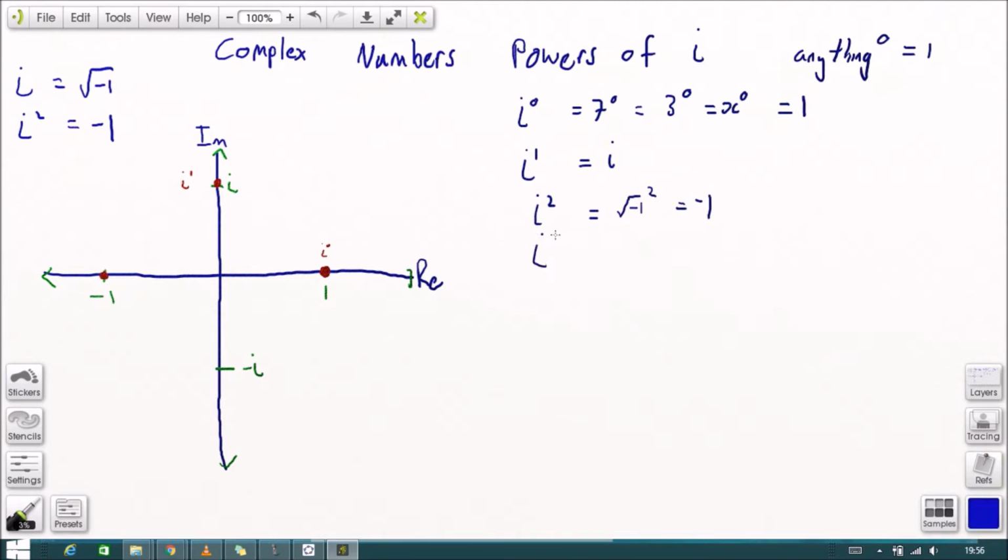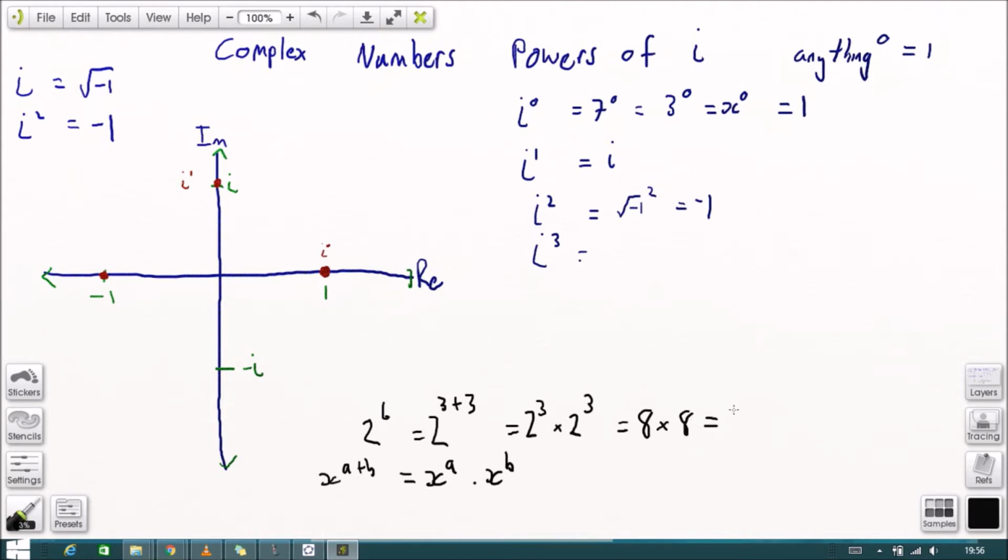And i to the power of 3, well, a quick note. You remember of course that 2 to the power of 6, well 6 is 3 plus 3, so we can write that as 2 to the power of 3 plus 3. And the exponent rules state that x to the power of a plus b can be split up as x to the power of a times x to the power of b. So this means I can write this as 2 to the power of 3 times 2 to the power of 3. 2 to the power of 3 is 8, so this can be written as 8 times 8, which is 64, and you can check that 2 to the power of 6 is in fact 64. So it's just a recap on that rule.